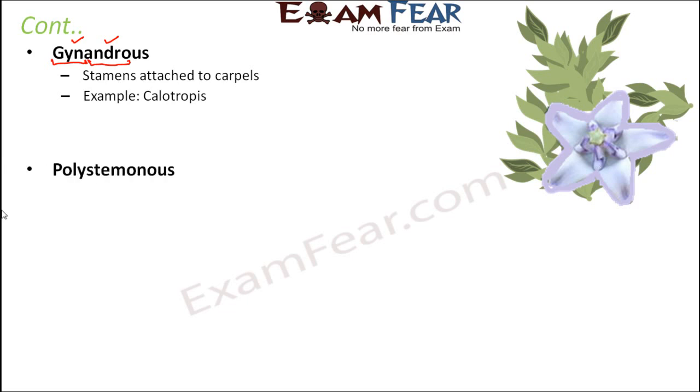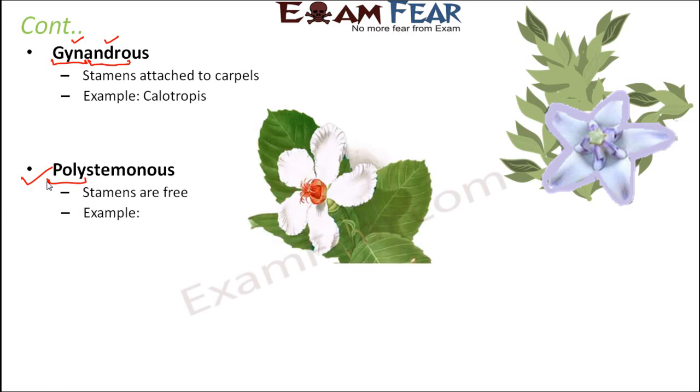The next type is polystimonous. That is, stamens are free. Wherever you have this word poly, that would mean many individual stamens. So stamens are free. They are not attached to anything. They are neither attached to calyx nor corolla nor carpel. So they are not attached to anything. So they are polystimonous.